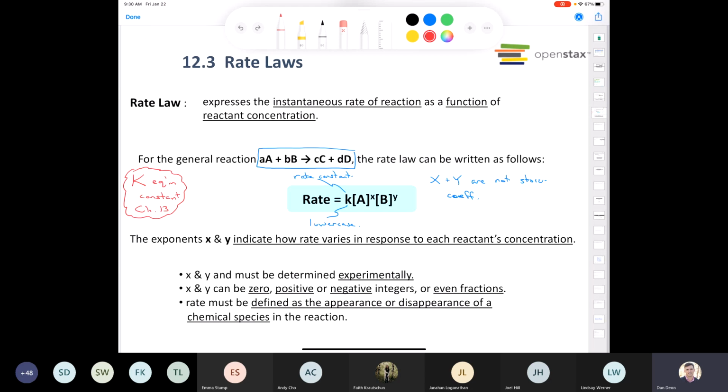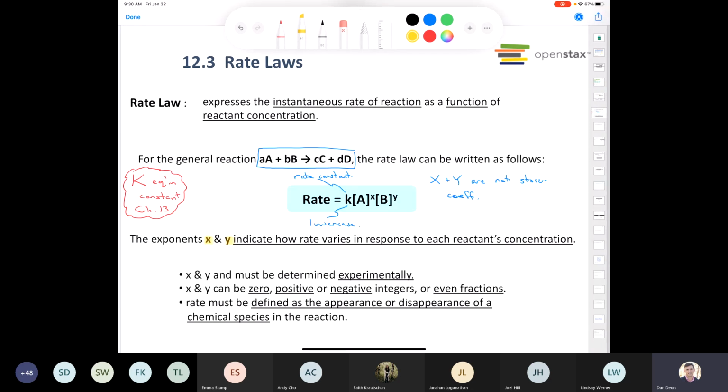Let's move on. It says the exponents, x and y, indicate how the rate of the reaction varies in response to the concentration of those two reactants. Now, where do we get x and y from? If you're wondering where those numbers come from, we have to determine those numbers by an experiment. By an experiment, we can evaluate what those numbers are. I'm going to show you how to do that today.